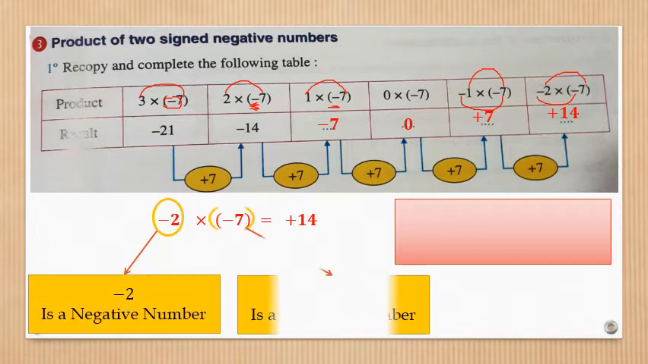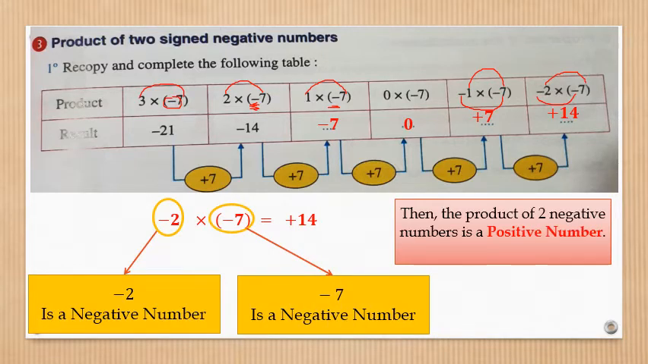Minus 2 is a negative number. Minus 7 is a negative number. Plus 14 is a positive number. So the product of two negative numbers is a positive number. Wherever you see minus minus, there's a parenthesis between them. It means they are multiplied by each other. So the result should be positive.